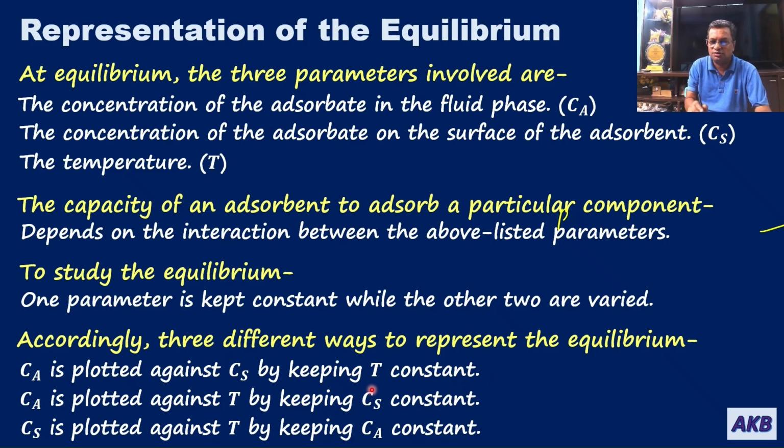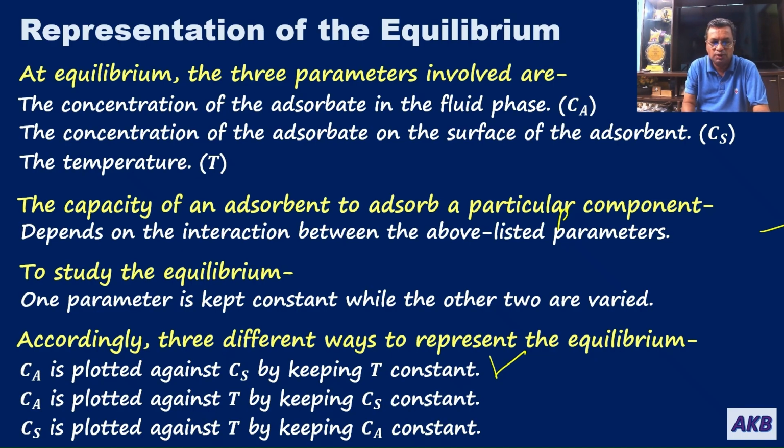So the idea is, out of the three parameters, you keep one parameter constant and vary the other two, and then study how equilibrium is reached. Once you get the equilibrium data, you can plot it in three different ways. You can keep T constant, or you can keep Cs constant, or you can keep Ca constant. Cs is the concentration of the adsorbate on the surface of the adsorbent, and Ca is the concentration of the adsorbate in the fluid phase.